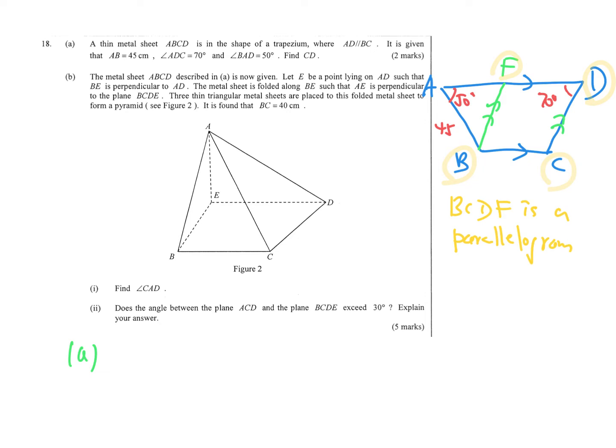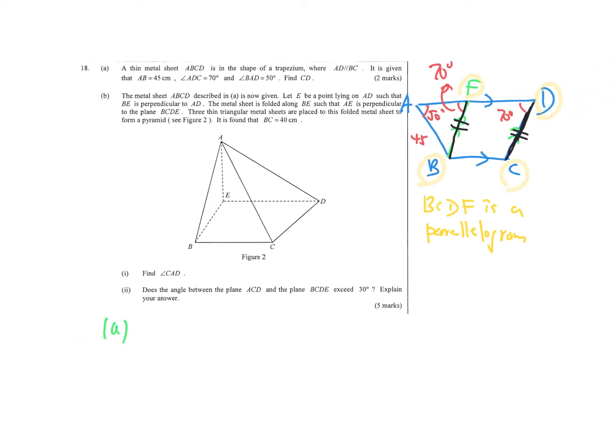Okay, so if this is a parallelogram, if angle ADC is 70, then that means angle AFB is also 70. All right. And also based on the properties of a parallelogram, CD is the same as BF. So if we can find BF, then we can find CD. All right. So based on this fact, in order to present properly, okay.